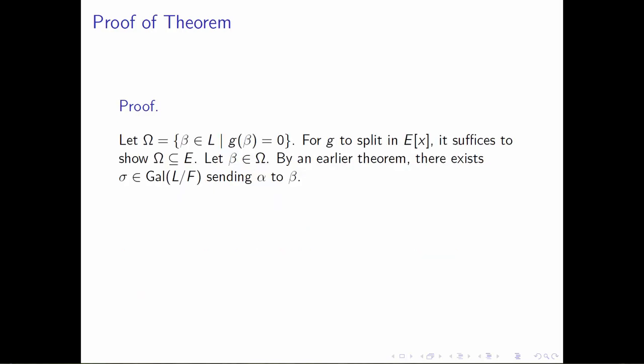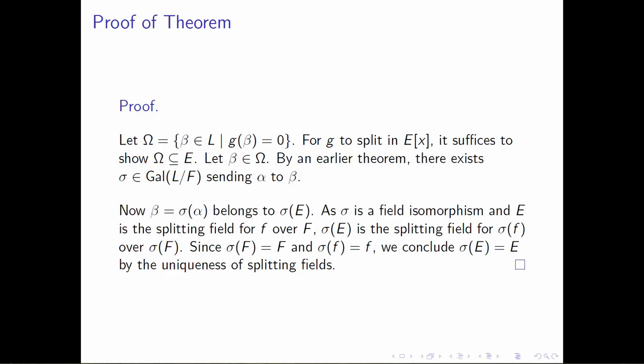So let's define omega to be the set of all roots of the polynomial g that live in L. In order for g to split in E adjoin x, it's sufficient to show that omega is contained in E. And that's by our reminder from the previous slides. So let's let beta be an element of omega. And by our earlier theorem, since g is irreducible, it's a minimal polynomial, we know that there's an element sigma in the Galois group of L over F that sends alpha to beta.